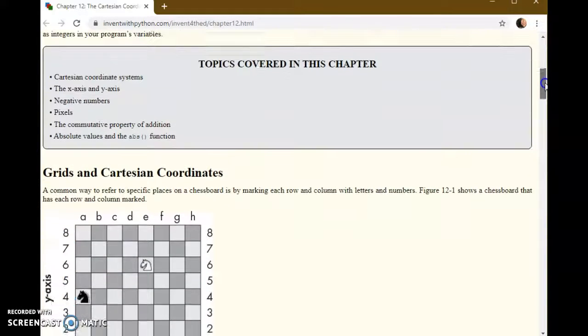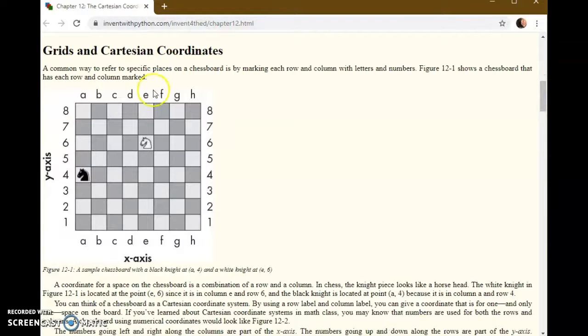The idea of a Cartesian coordinate system separates something into a grid, kind of like this demonstration of rows and columns of a representative chessboard. Every place has its column letter and a row number. So we can refer to the position of the white knight as E6.